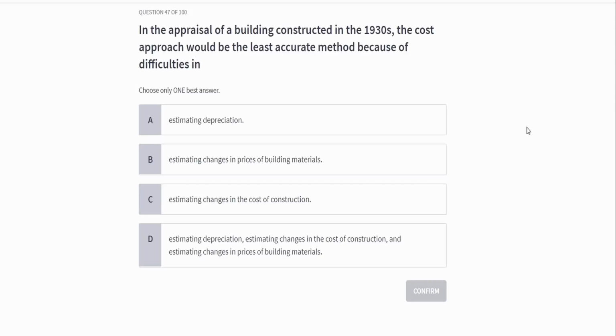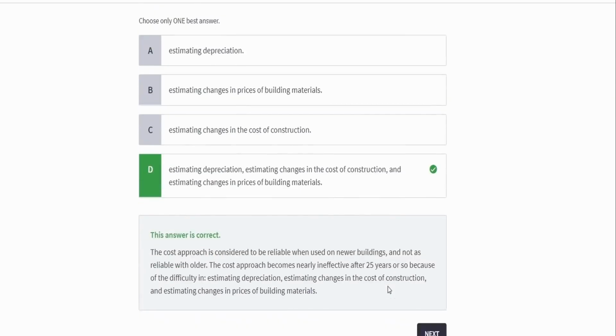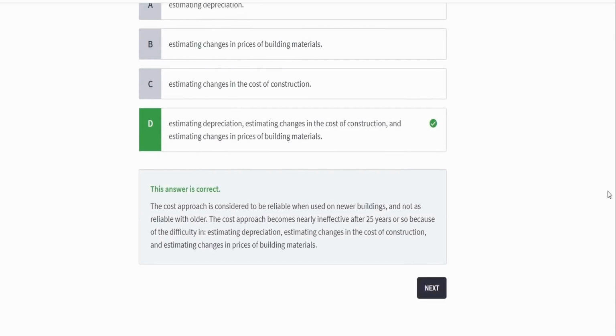Alrighty, so what's our answer for this one? Well, it's definitely going to be D. Yeah, so it's going to be all of these examples here, guys. The cost approach is considered to be super reliable, but that's when it's used on newer buildings, and not reliable with older ones. And why is that?